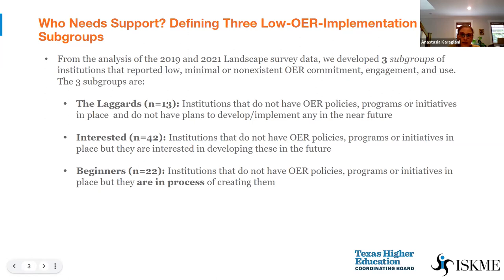The first group we called the laggards, representing 10% of the respondents across both surveys. These were institutions that do not have OER policies, programs, or initiatives, and they said that they don't plan to develop any in the near future. The second group we call the interested, represented 33% of the respondents across both surveys. These were institutions that said they currently do not have this, but they are interested in developing it in the near future. And the third group, we call the beginners, represented 17% of the respondents across both surveys. These are institutions that are in the process of creating OER policies, programs, or initiatives.